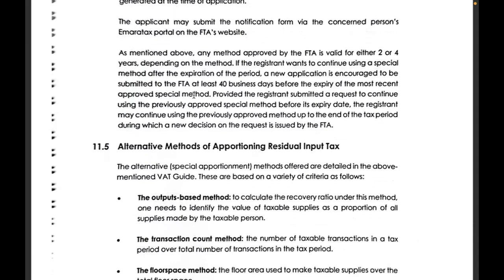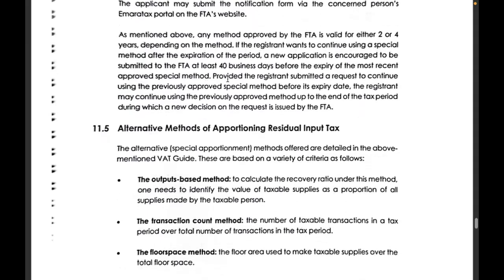Let us read this point again. As mentioned above, any method approved by the FTA is valid for 2 or 4 years, which we saw: 2 years in case of sectoral method, 4 years in case of non-sectoral method, depending on the method. However, what happens if the registrant wants to continue using a special method after the expiration of this 2 to 4 year period? A new application is encouraged to be submitted to the FTA at least 40 business days before the expiry of the most recent approved special method.